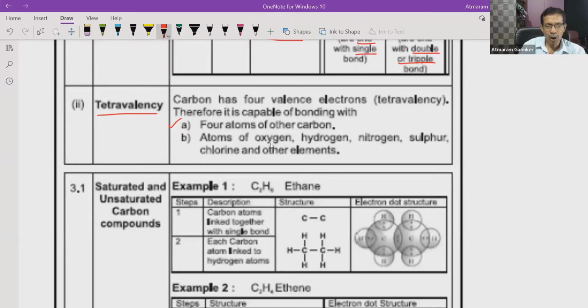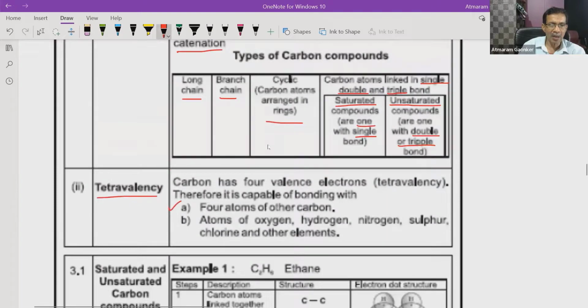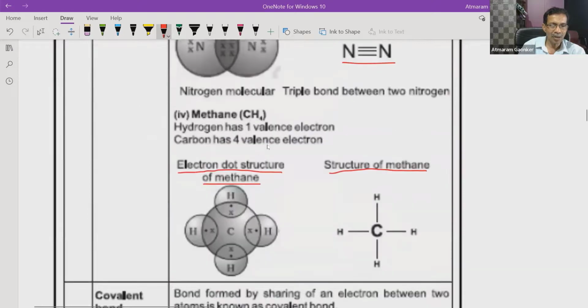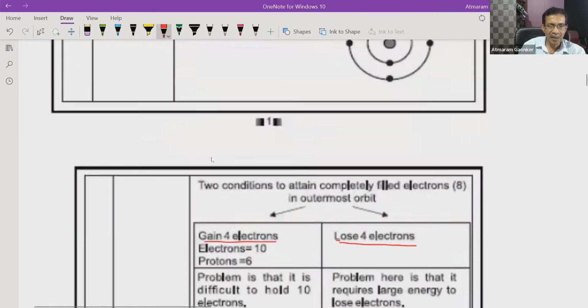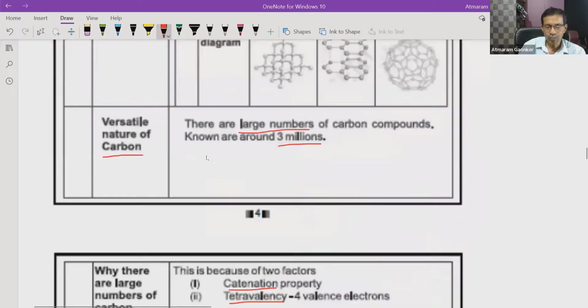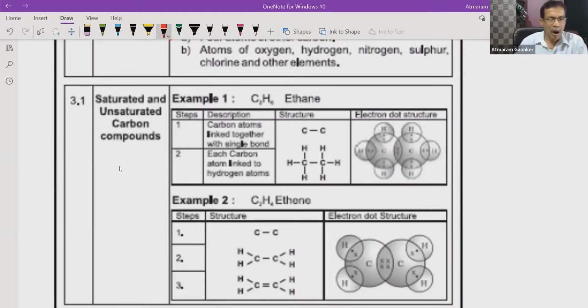So now, so far we have discussed the first part, sorry, the third part we had started. Now let us discuss 3.1. In 3.1, we will discuss saturated and unsaturated carbon compounds. We have seen saturated are with single bonds and unsaturated are with double and triple bonds.